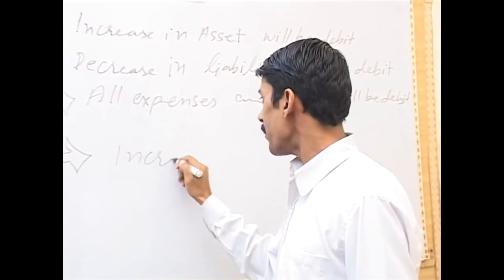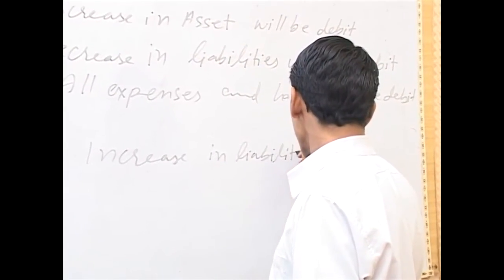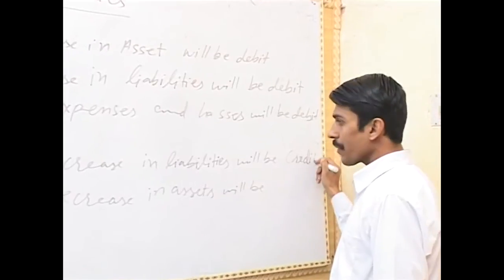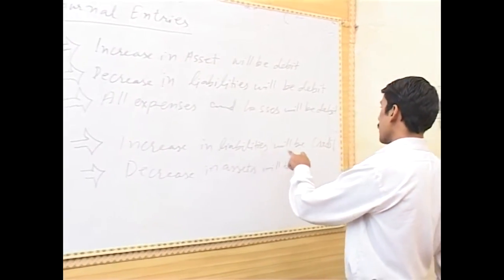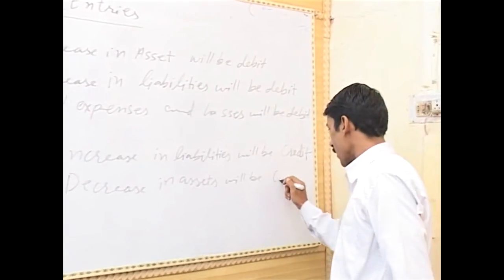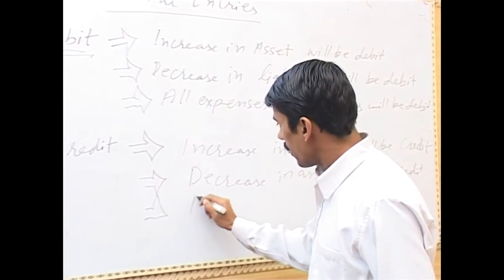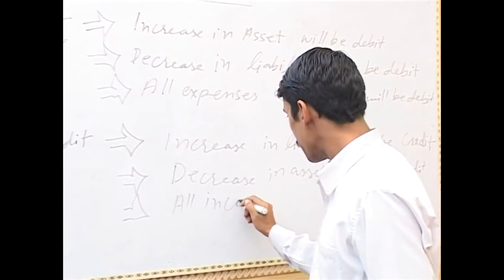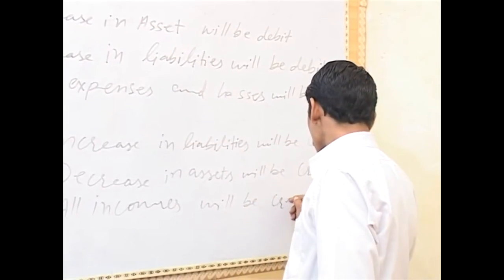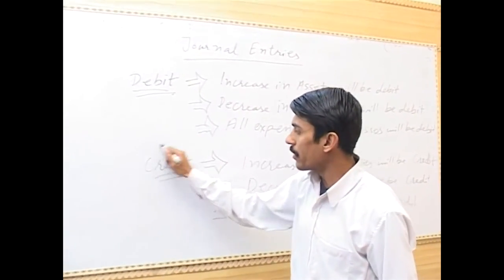Increase in liabilities will be credit. Decrease in the assets will be credit. All the incomes will be credit. So this is the credit rule.